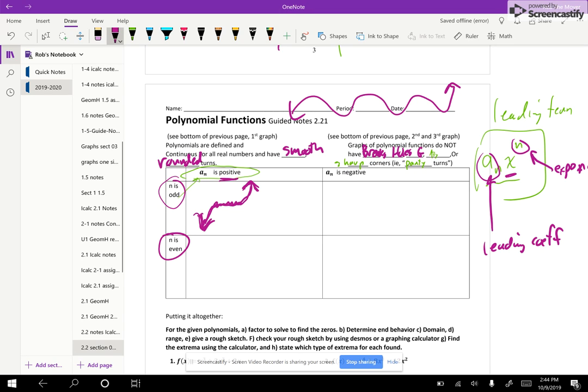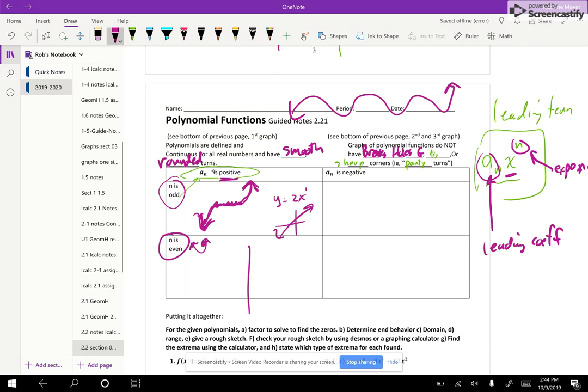If n is odd, you can just think about y equals 2x, right? Because y equals 2x looks like this. The end behavior is down on the left and up on the right. This is 2x to the first. But when n is even, think about a parabola, right? A positive parabola looks like that.